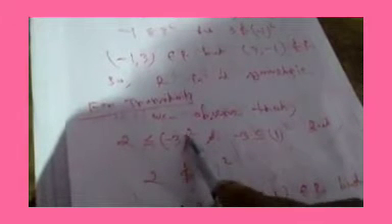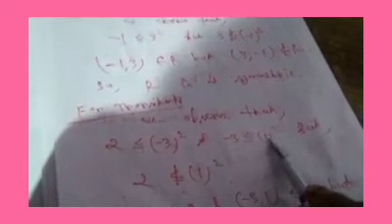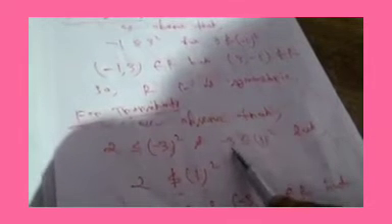Suppose 2 is less than or equal to (-3) squared, and -3 is less than or equal to 1 squared. Okay, from here what happened? Yes, definitely it was true. (-3) squared means 9, which is always greater than 2. And -3 is less than or equal to 1 squared; yes, 1 is always greater than -3.